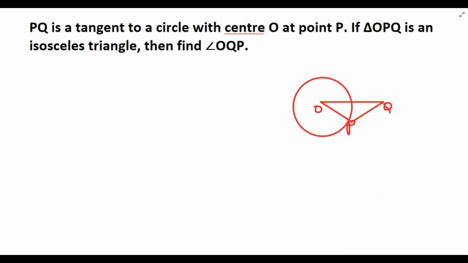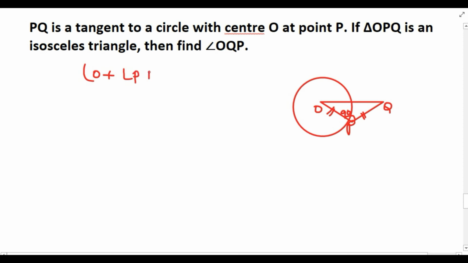PQ is a tangent to a circle with center O at the point P. If triangle OPQ is an isosceles triangle, we need to find angle OQP. We know this angle will be 90 degree because the angle between the radius and the tangent is perpendicular. It will be 90 degree. Again, this is an isosceles triangle, so these two sides will be equal, and we know that the sum of all the angles of the triangle is 180 degree.